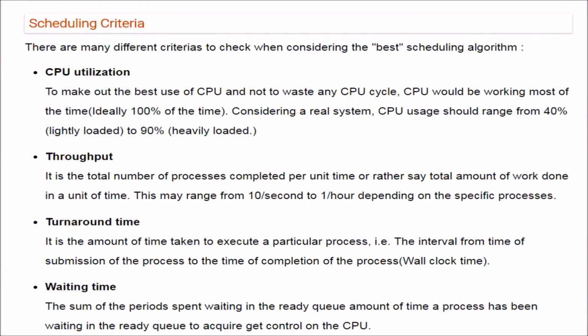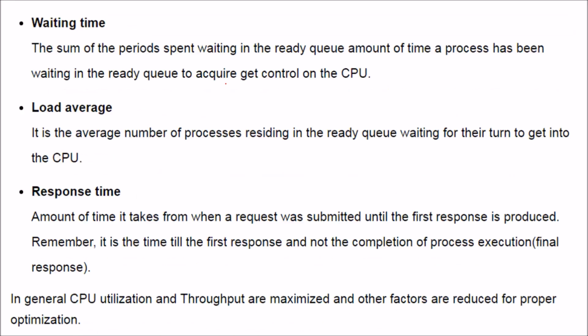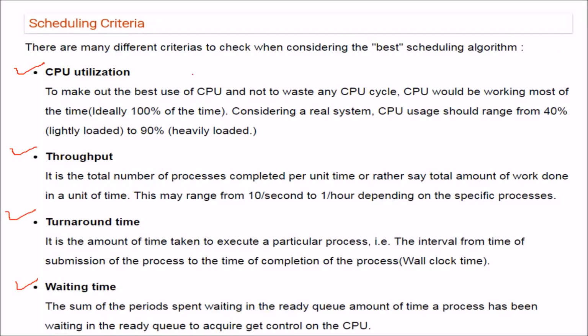Scheduling criteria. There are various criteria to consider when deciding which is the best scheduling algorithm. We'll talk about the scheduling algorithms. First is CPU utilization, throughput, turnaround time, waiting time. Then we have load average and response time. So let us discuss them in brief.